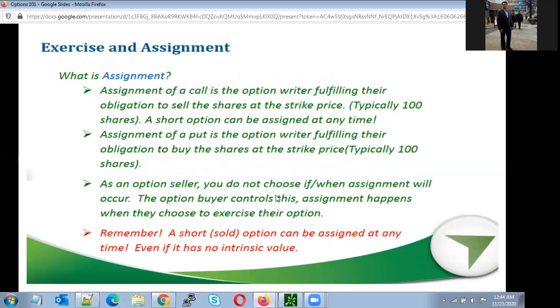What is assignment? Assignment of a call is when the option writer fulfills their obligation to sell their shares at the strike price, typically 100 shares. A short option can be assigned at any time.